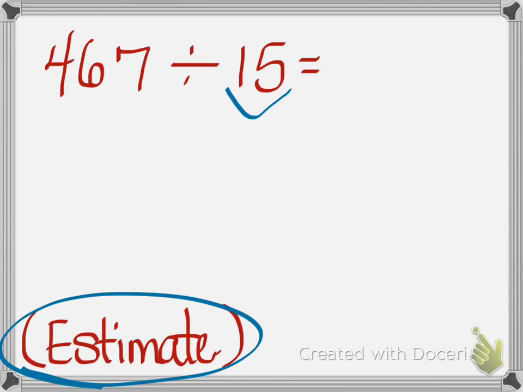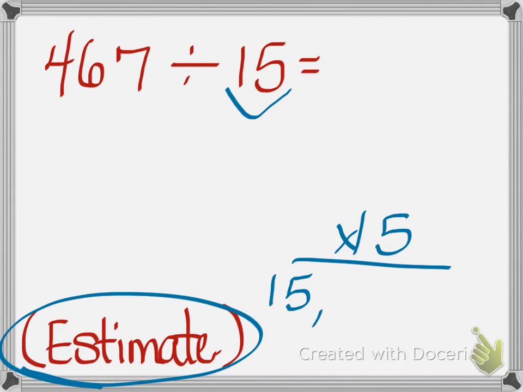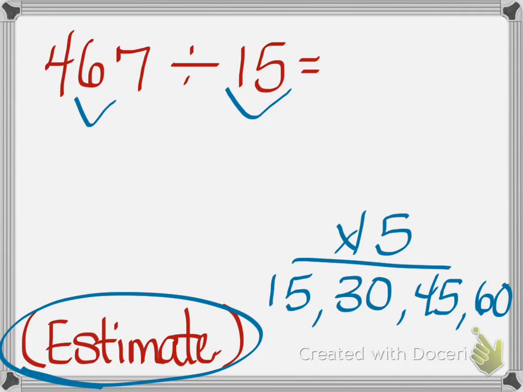Now 15, for some people, might not be a good compatible number, but for me, it's fine because I know the multiples of 15. All the multiples of 15 that I need to know are 15, 15 times 1 is 15, 15 times 2 is 30, 15 times 3 is 45, 15 times 4 is 60. If you know your multiples of 15, then this is easy for you. If you don't know your multiples of 15, you're going to need to find a different compatible number that's close to 15. Now, after I've done that, I can find my compatible number for the dividend, 467.